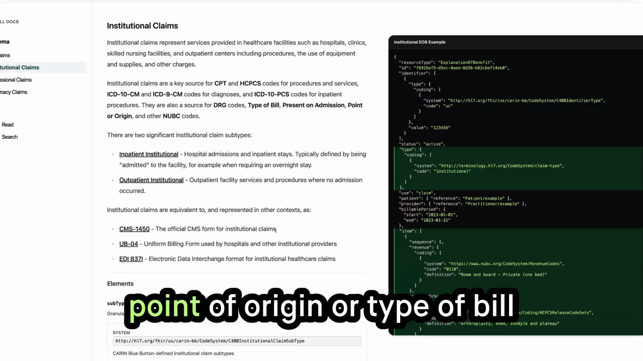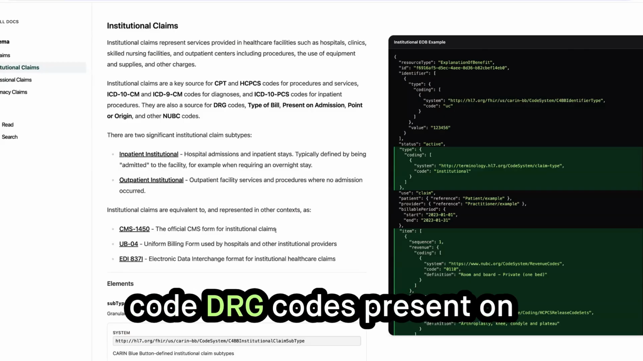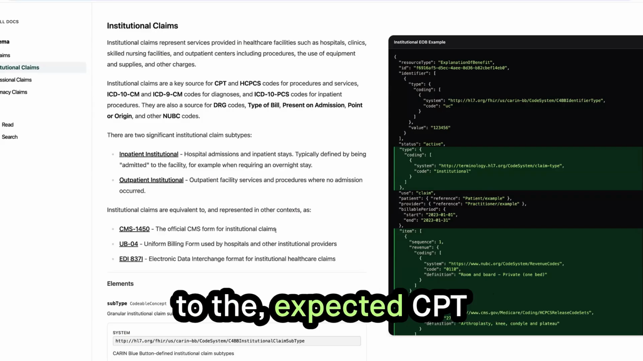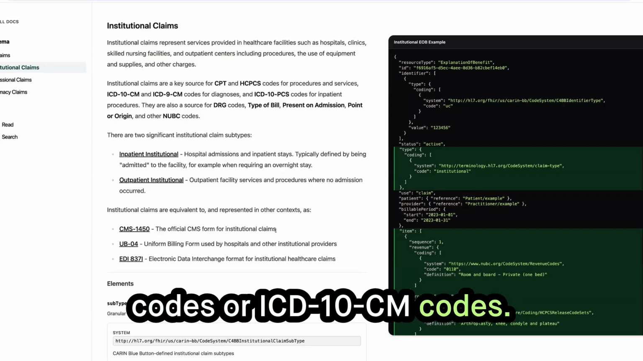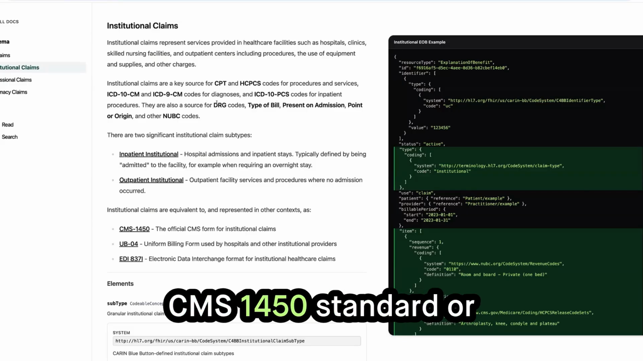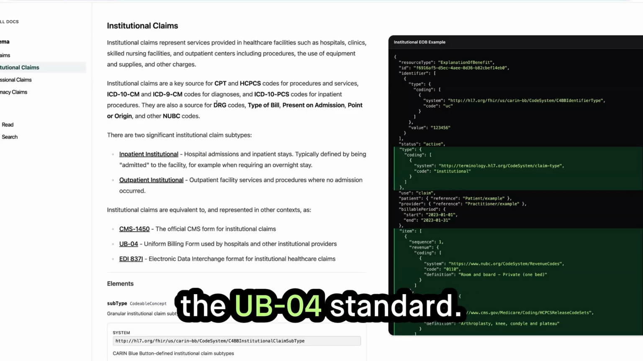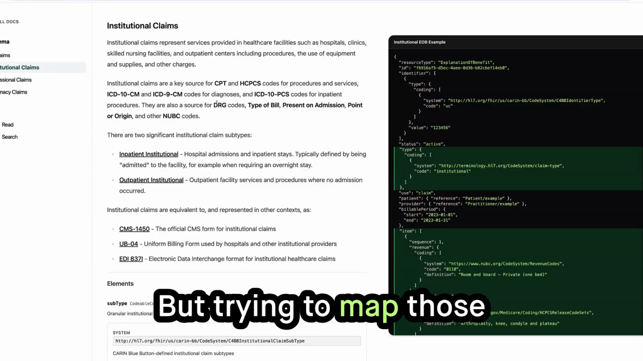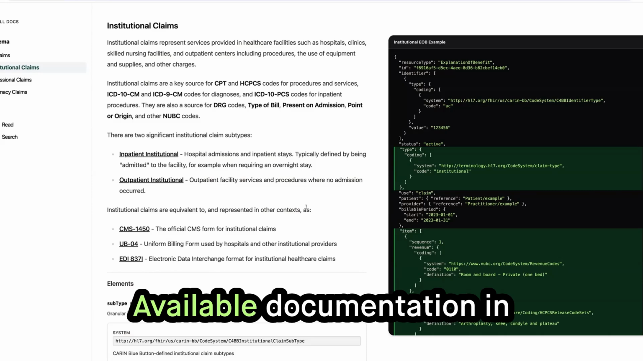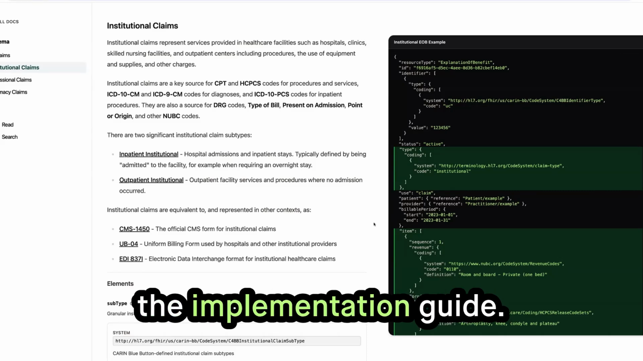One of those might be the point of origin or type of bill code, DRG codes, present on admission codes. In addition to the expected CPT codes or ICD-10-CM codes, these are codes that are present on the CMS 1450 standard or the UB04 standard. But trying to map those up is quite difficult, especially with the available documentation in the implementation guide.